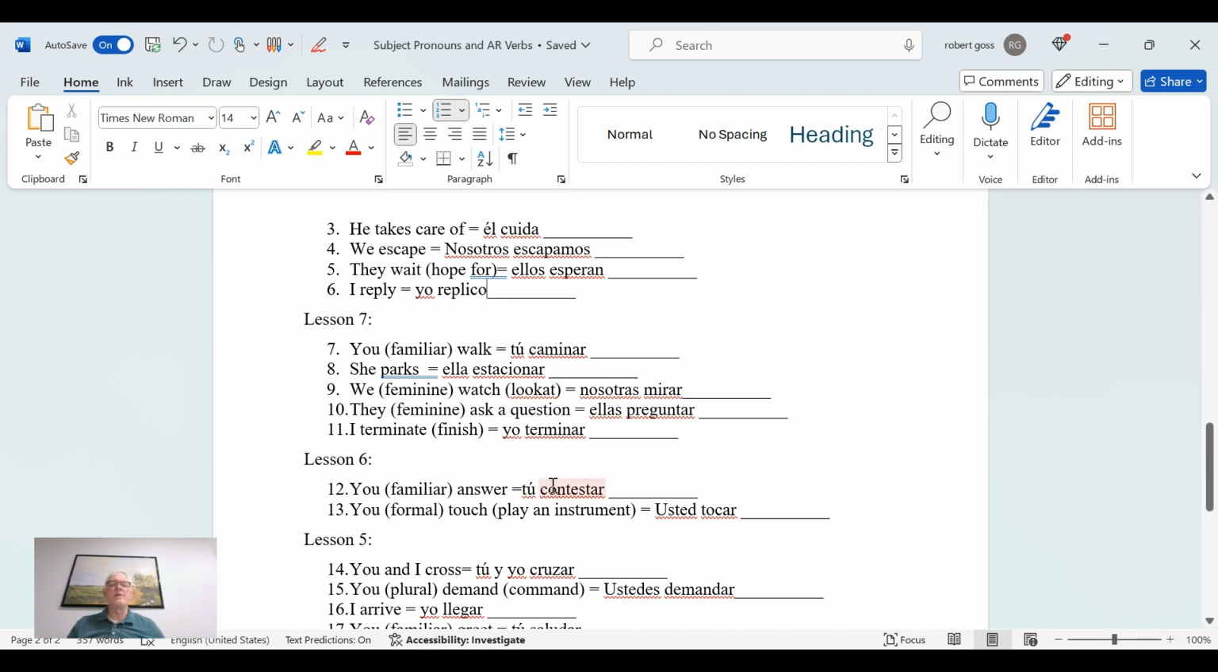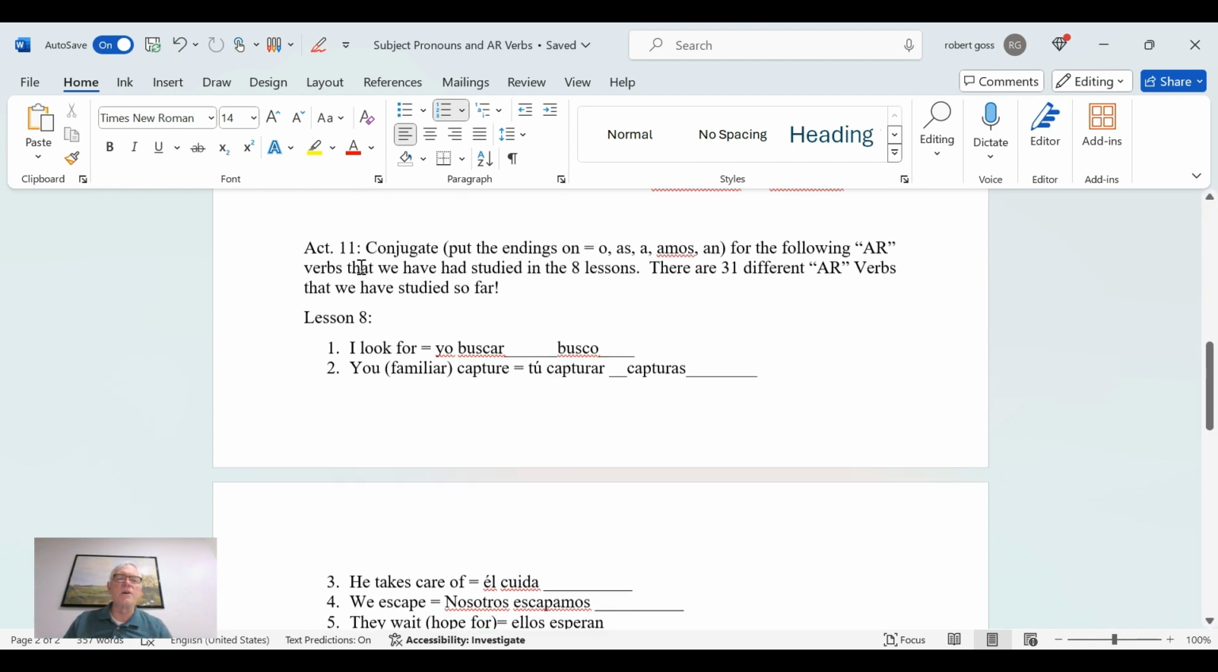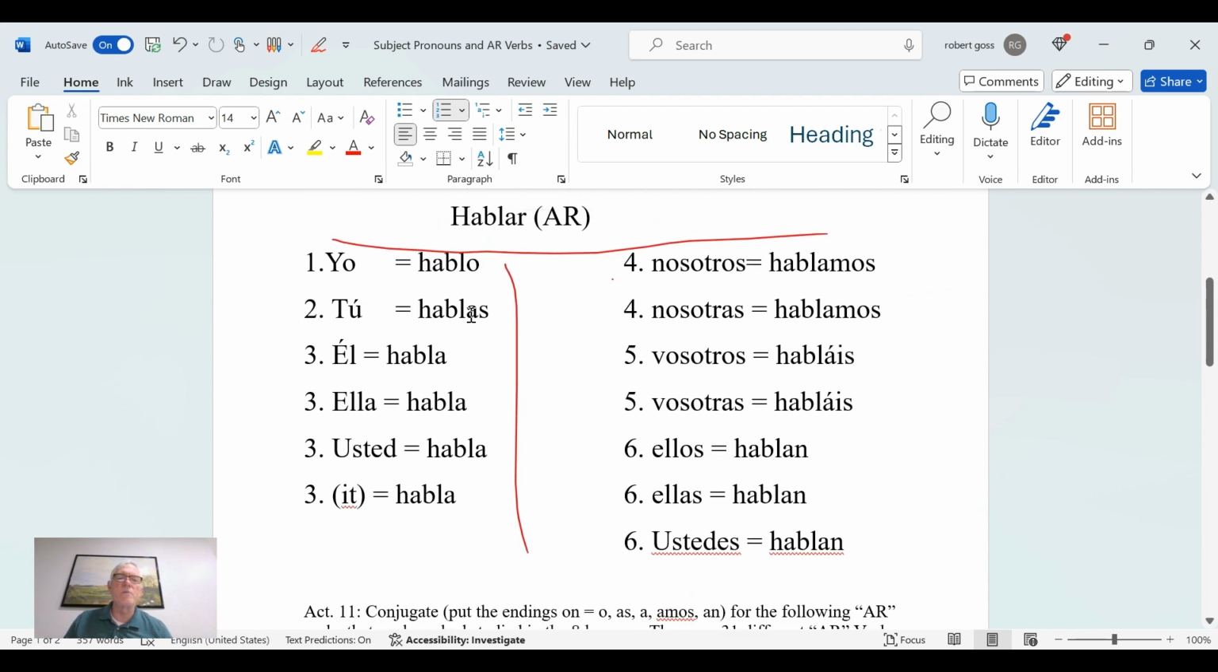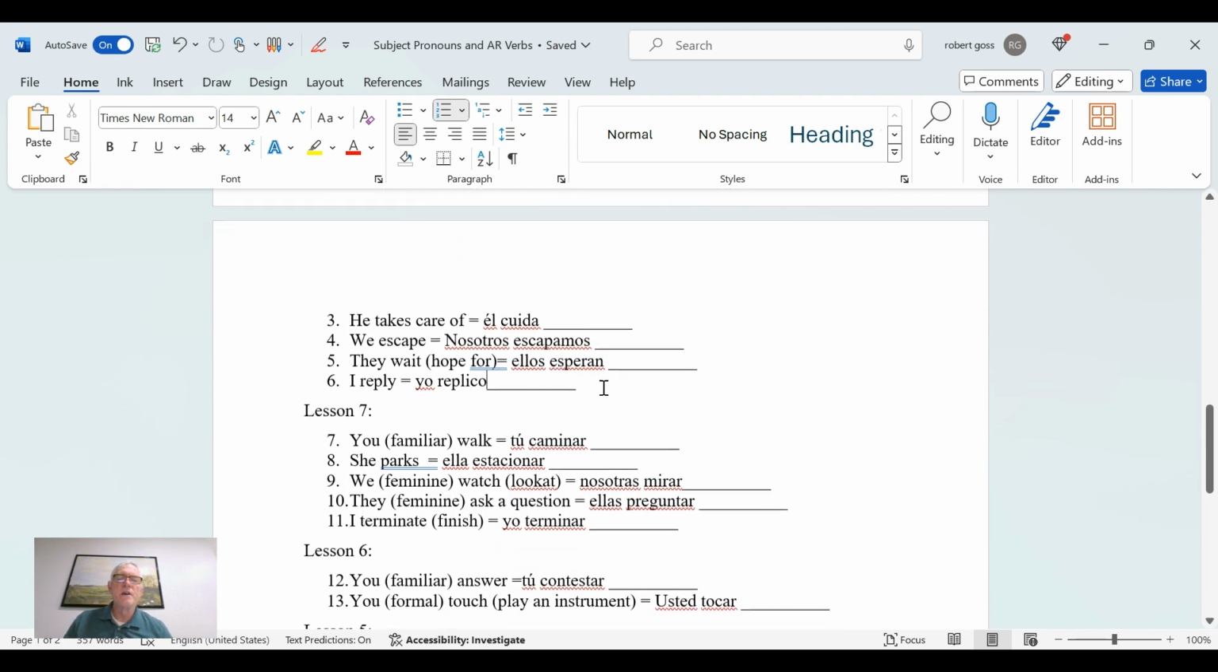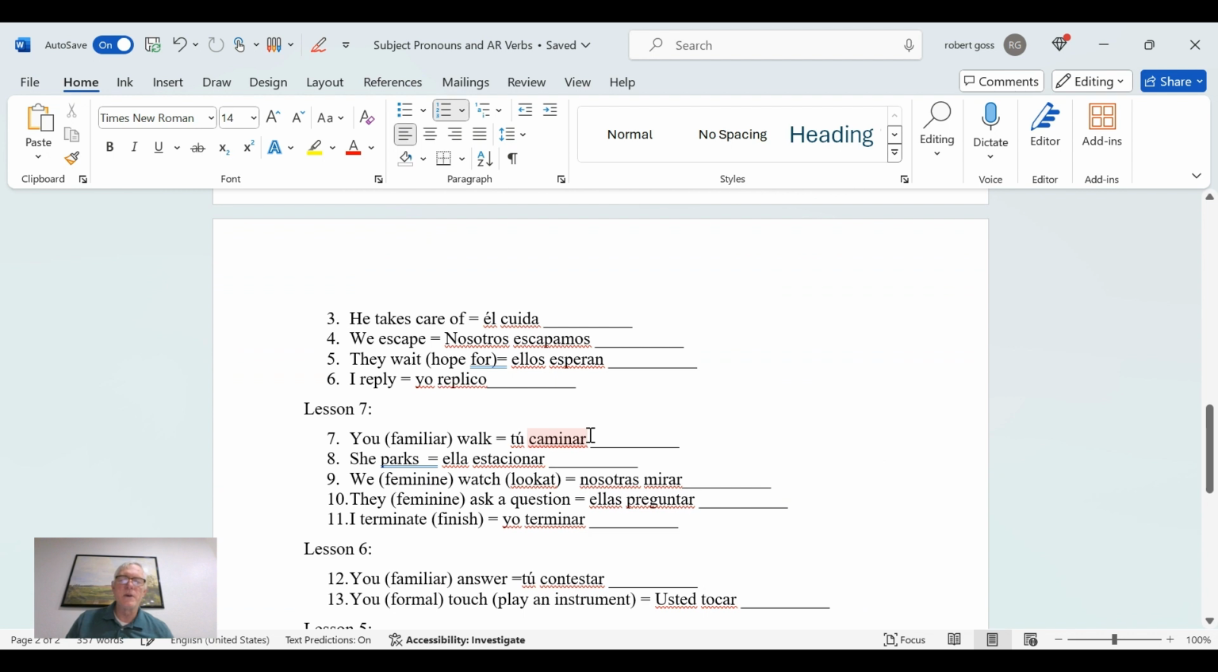Well, lesson 7, you familiar. Well, you familiar would be the equivalent of tú. We put the AS ending on it. So it would be tú caminas. She parks. She, that would be ella. We put the A ending on it. So we get rid of the AR and we put the A ending on it. Ella estaciona.